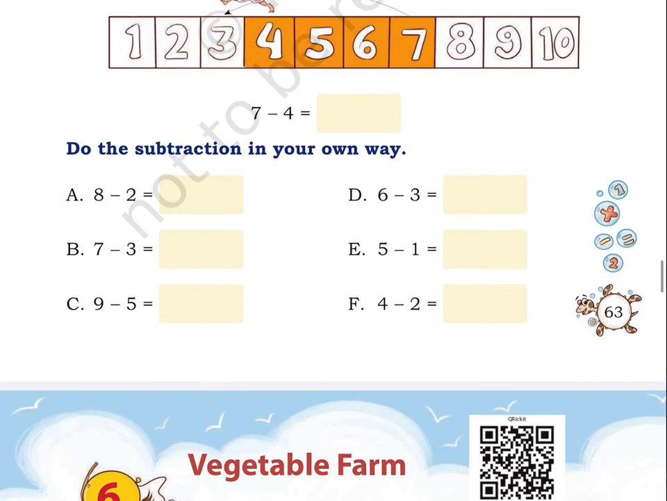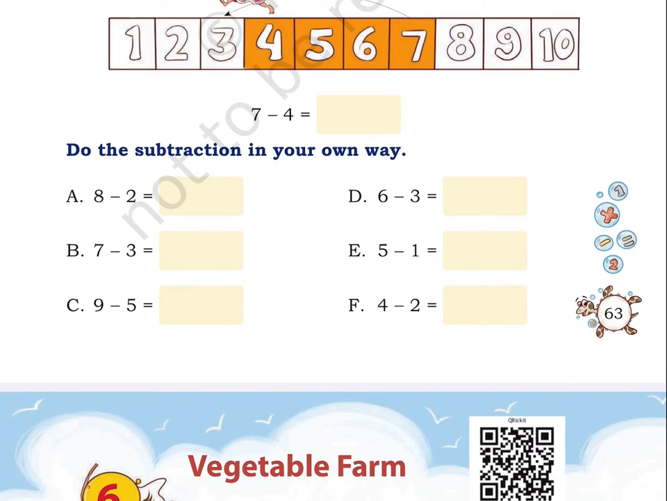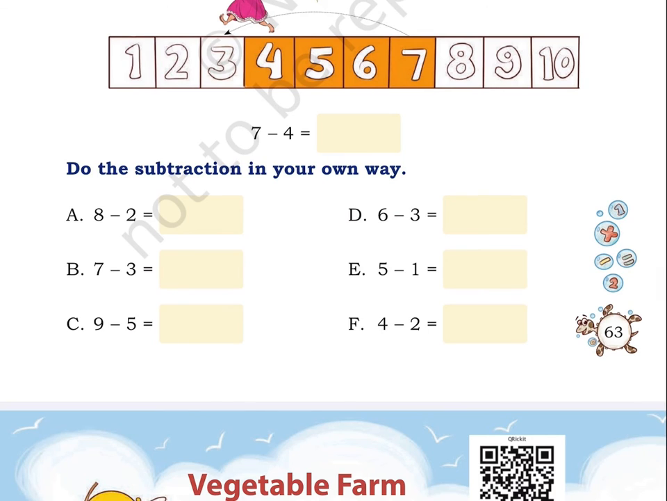Do the subtraction in your own way. A. 8 minus 2 is equal to blank. B. 7 minus 3 is equal to blank. C. 9 minus 5 is equal to blank. D. 6 minus 3 is equal to blank. E. 5 minus 1 is equal to blank. F. 4 minus 2 is equal to blank.